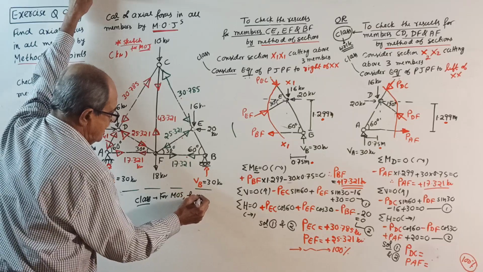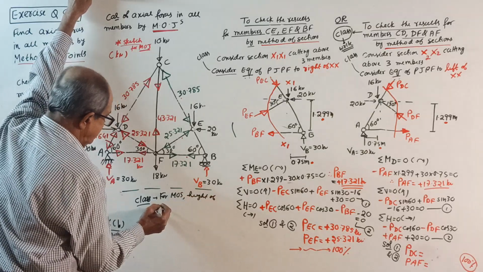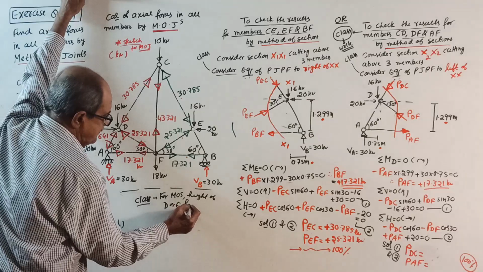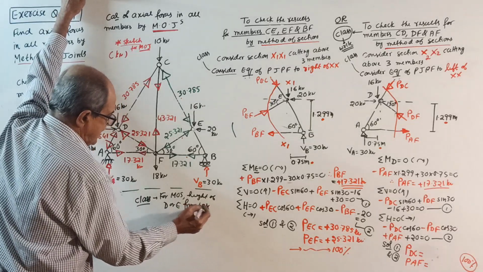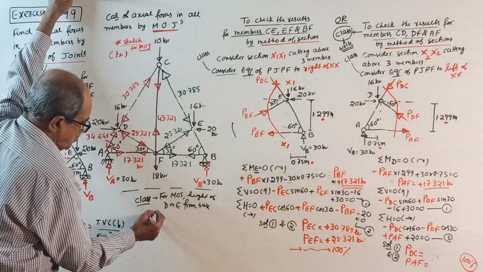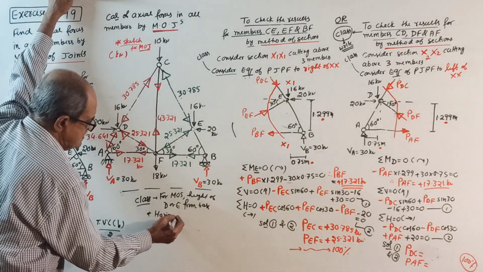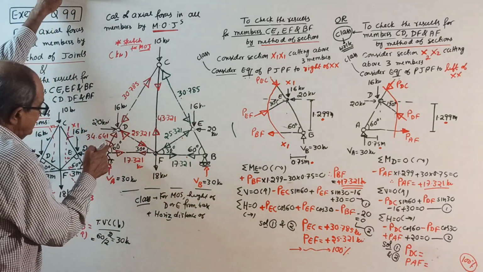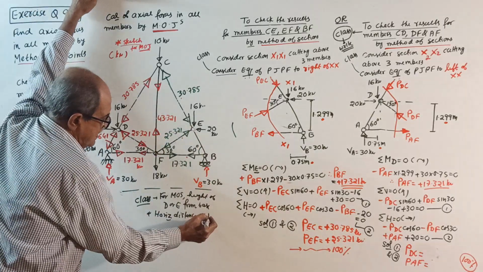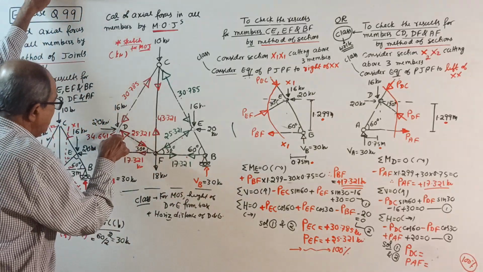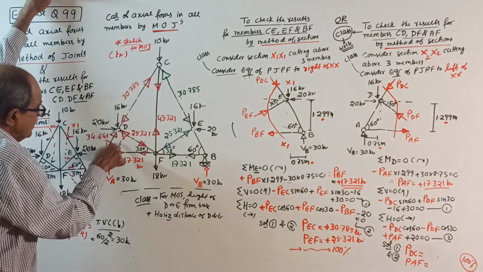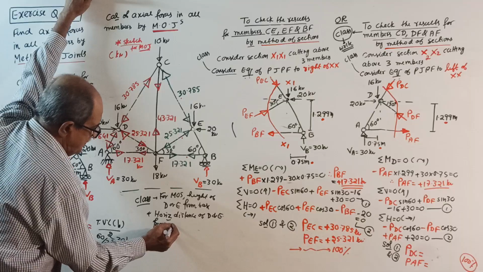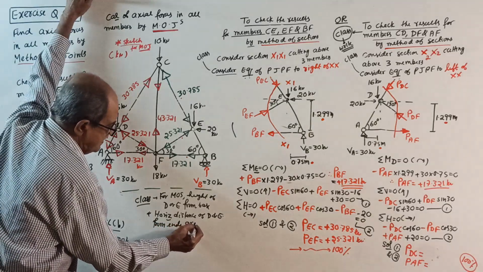Therefore, class, once again, for method of section, the height of D or E from base and the horizontal distance of D and E are required. Horizontal distance means, see, D is here. Horizontal means this distance, D and E from the ends, are required.